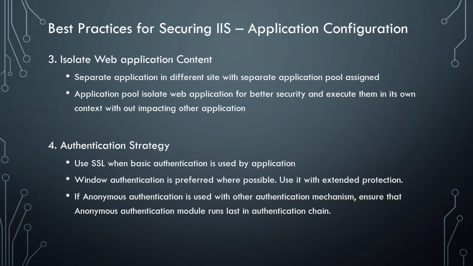If anonymous authentication is used in conjunction with another authentication mechanism, make sure that the anonymous authentication module runs last in the authentication chain. Otherwise, if anonymous authentication is first, everybody will have access to the resource without going through the other authentication mechanism in the chain. Disable anonymous account access to server folders as well as write access to prevent file upload.